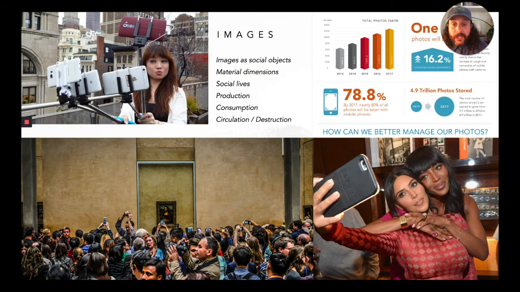We can look at images, both as social objects and looking at their material dimensions, looking at the social lives of images, looking at the production, consumption, circulation, and destruction of images. And also, of course, really thinking about the importance of the digital image, the way that our images and image making has been entirely transformed over just the last decade.